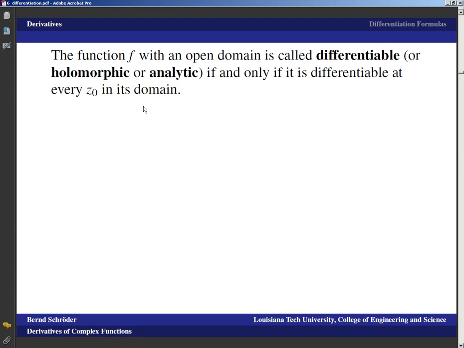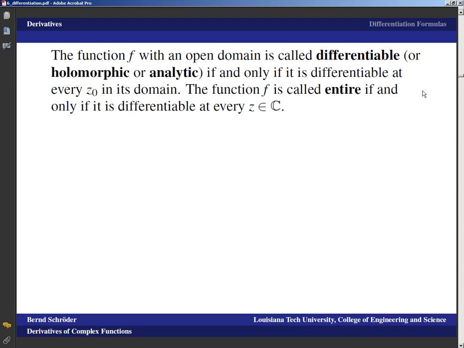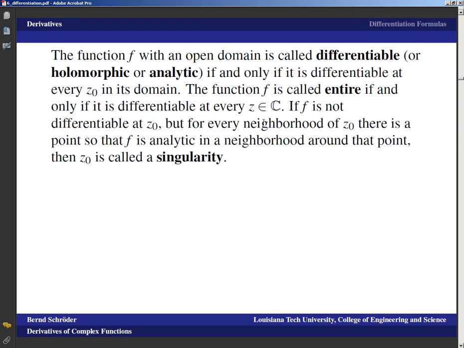Now, we're a bit more technical here. We demand an open domain because basically what we want to be able to do is, when we take a derivative at a point, we want to be able to go in every direction around that point for at least a short distance. And that's just something that ultimately helps with the theory. The function is called entire if and only if it's differentiable at every complex number, every point z in C.